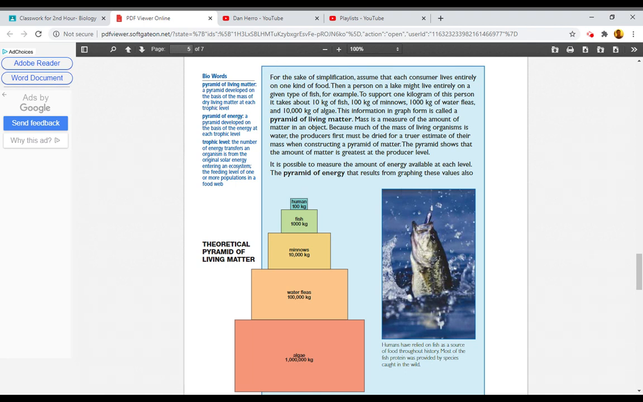For the sake of simplification, assume that each consumer lives entirely on one kind of food. Then a person on a lake might live entirely on a given type of fish. For example, to support 1 kilogram of this person, it takes 10 kilograms of fish, 100 kilograms of minnows, 1,000 kilograms of water fleas, and 10,000 kilograms of algae. This information in graph form is called a pyramid of living matter.